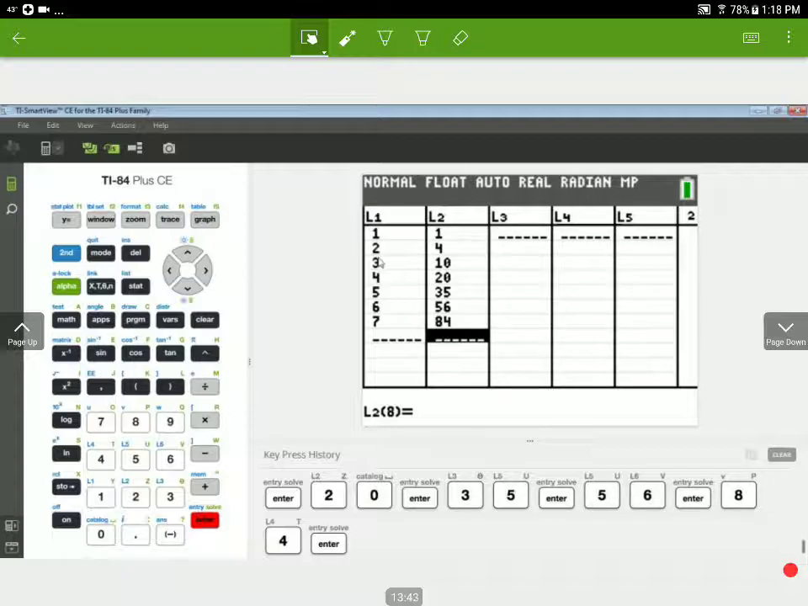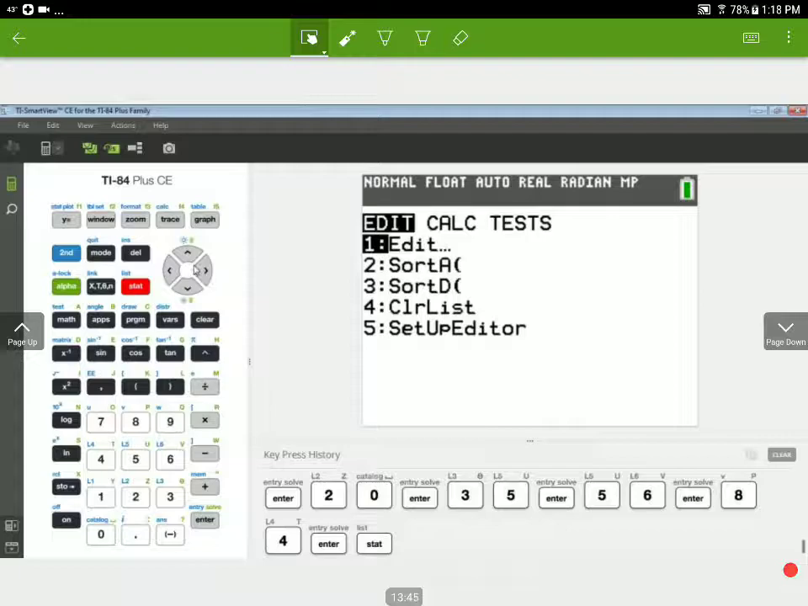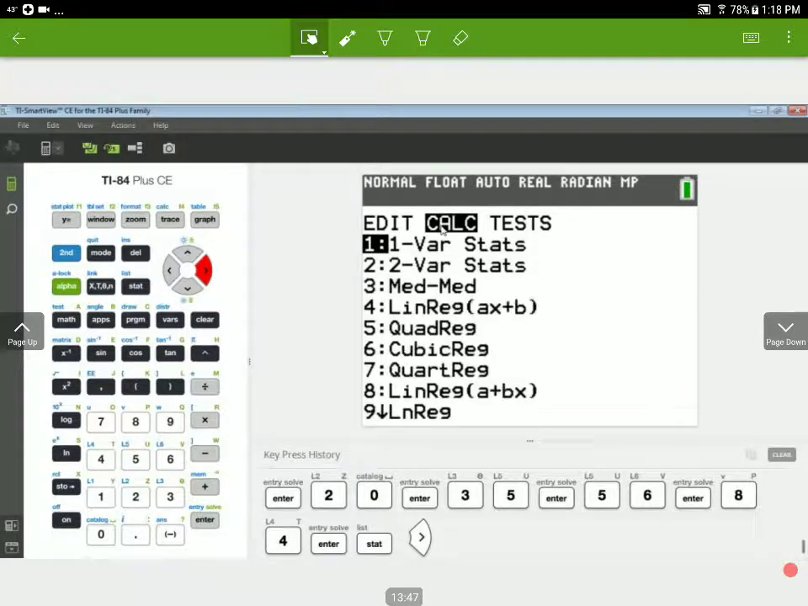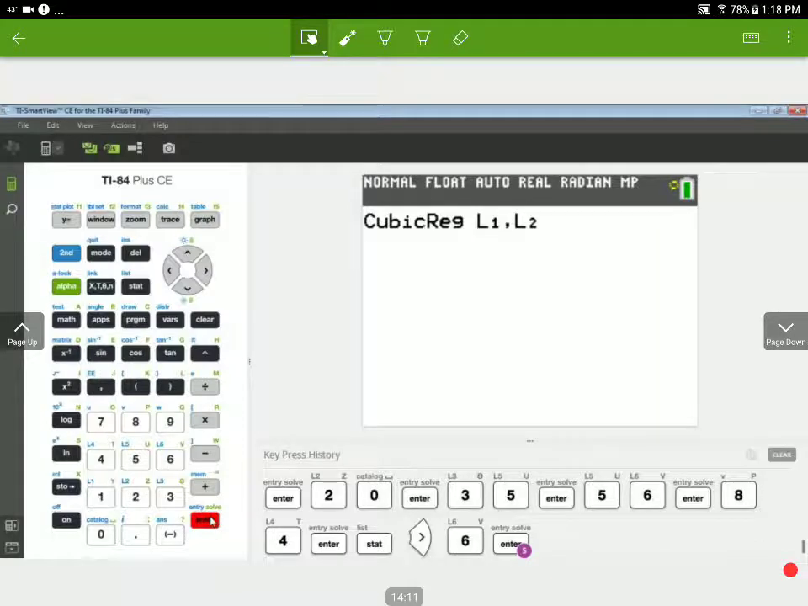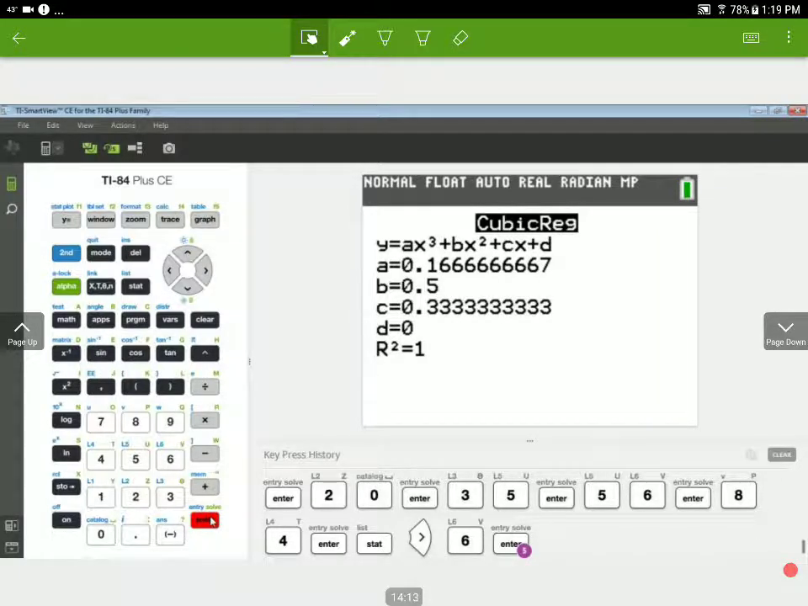Oh, that's fine. All right, so hit stat. Go over to calculate, C-A-L-C. And which one of these do you think we're going to choose for this one? The 6, because we realize it's cubic. So you can scroll down to the 6, or you can hit 6. Enter. Now, some of yours will just say cube reg right here, and you just hit enter and you're done. Some of you will look like this. You just have a slightly different operating system. So just keep hitting enter until you get something that looks like that. Cool?